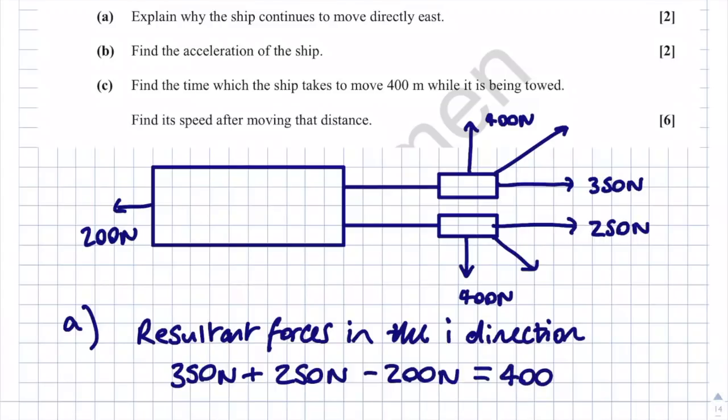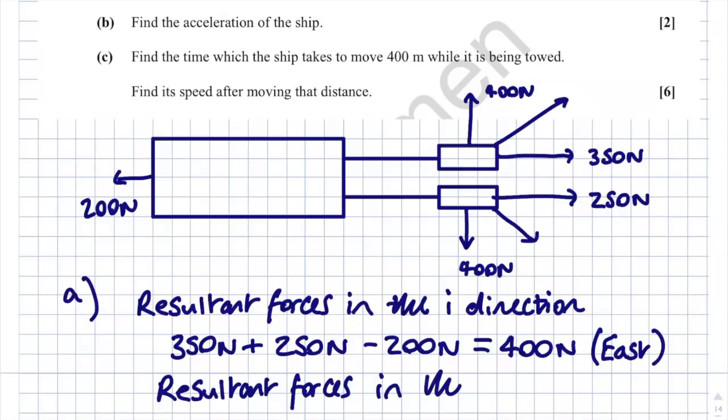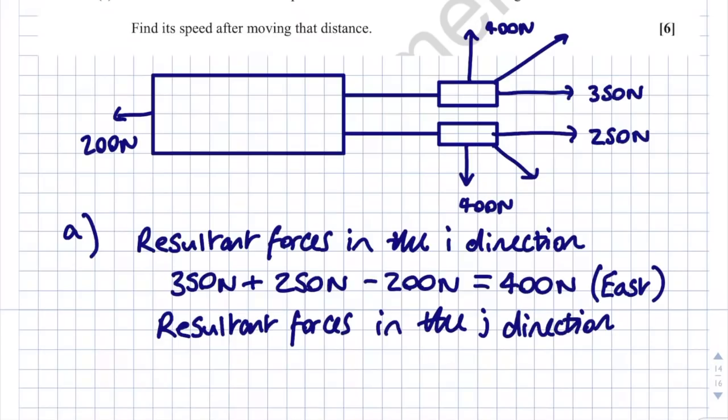And that simplifies to 400 newtons, and that is moving east. Now, resultant forces in the J direction, we've got 400 newtons acting north, and we've got another 400 newtons acting south. Well, that's just going to be 400 newtons minus 400 newtons, which is 0 newtons.